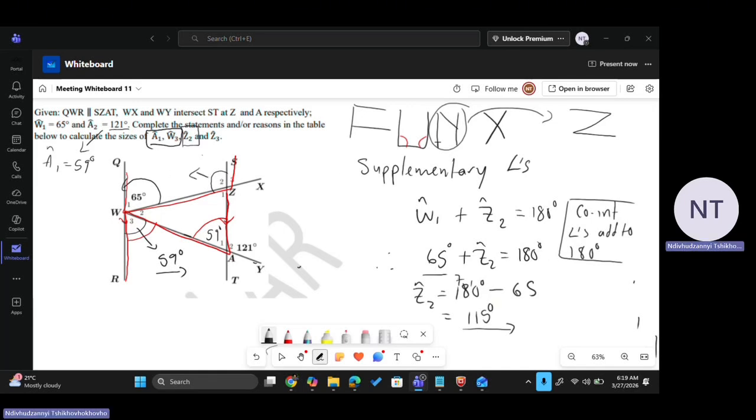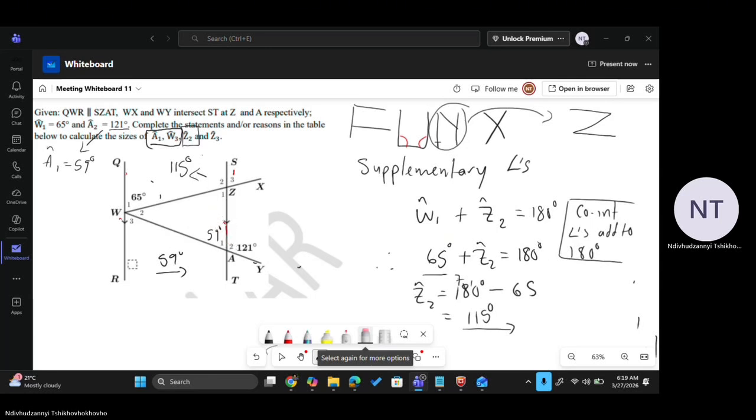So this guy is 115 degrees, right? Does it make sense? Since my thing is messy, I'll just erase the rest of the things that I've drawn here so that we can do the last question. Okay. So yeah, let's proceed.